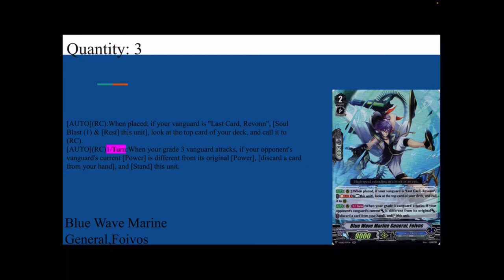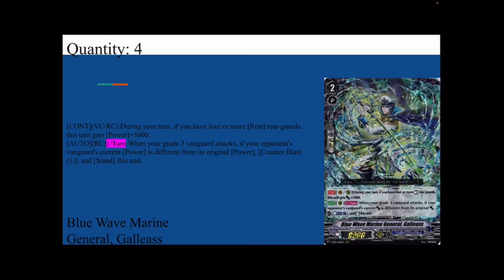Three copies. You don't necessarily want to call them. It depends on how you want to do it. If you want to ride Revan, you can call this thing. If you don't want to ride Revan and call this thing, it's fine. So it's up to you. Three copies.